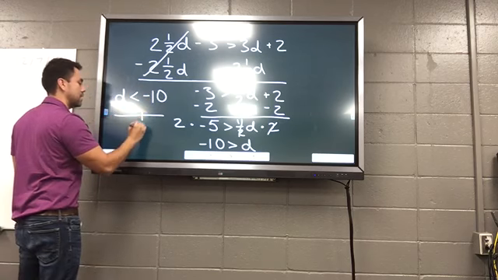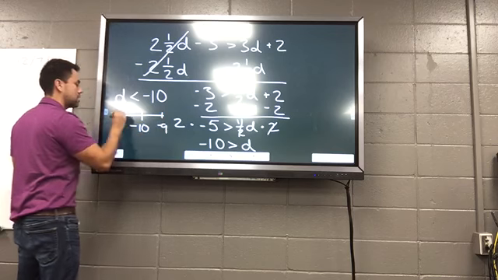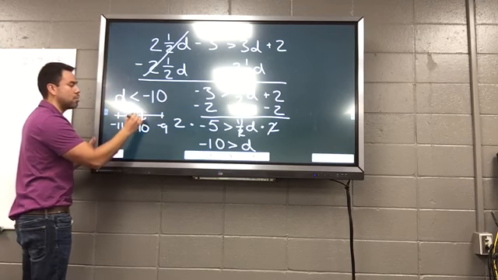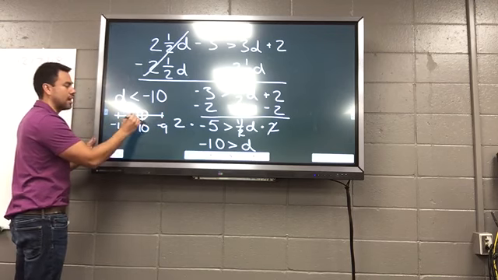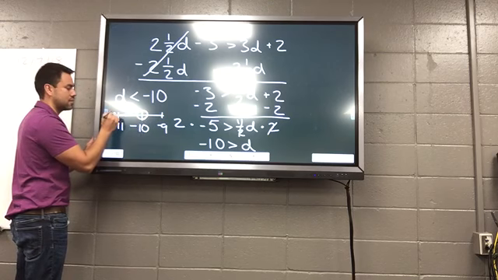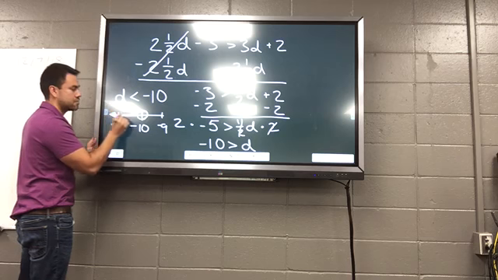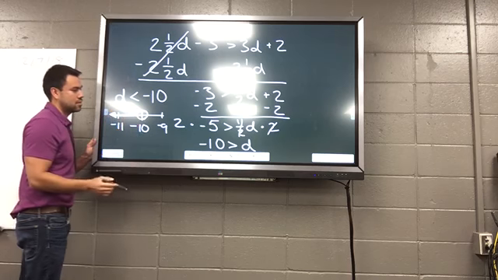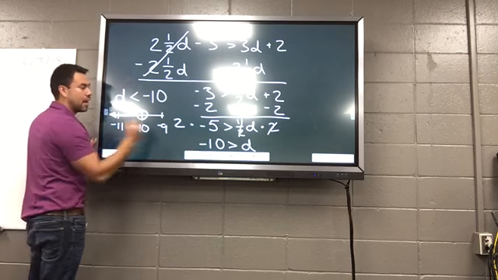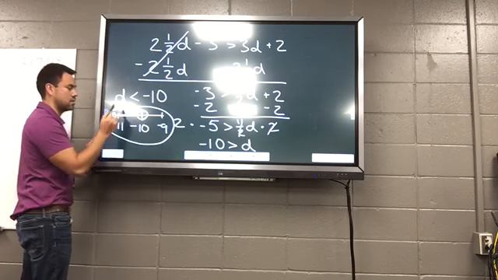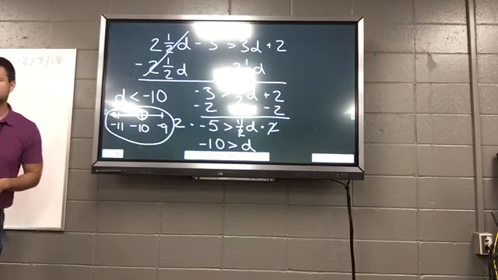So that's going to be this graph right here for you guys. Open circle on negative 10. Line going to the left. Do we have to redraw it like how you did, or can we leave it as negative 10 greater than? No, you can leave it there, but you have to graph this. This is your answer. It's going to the left.